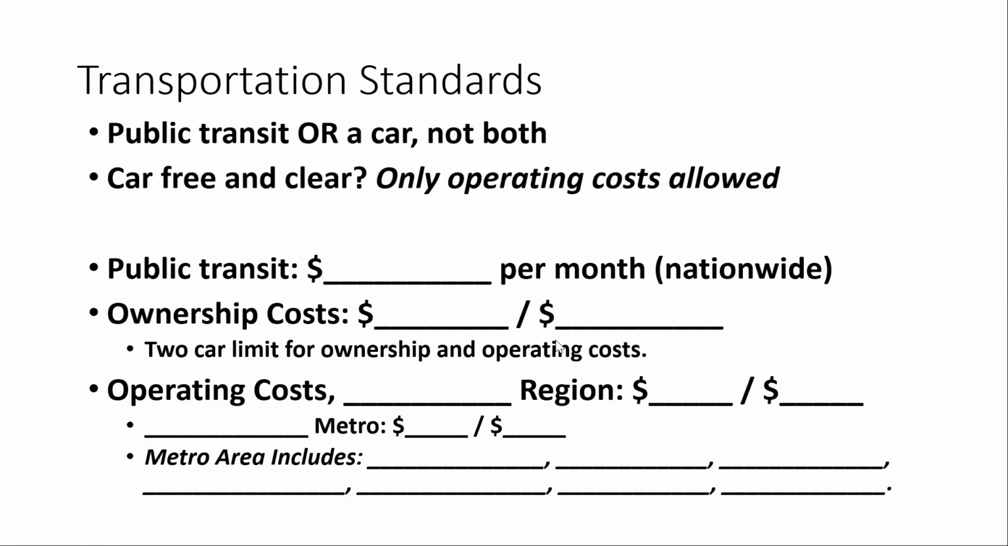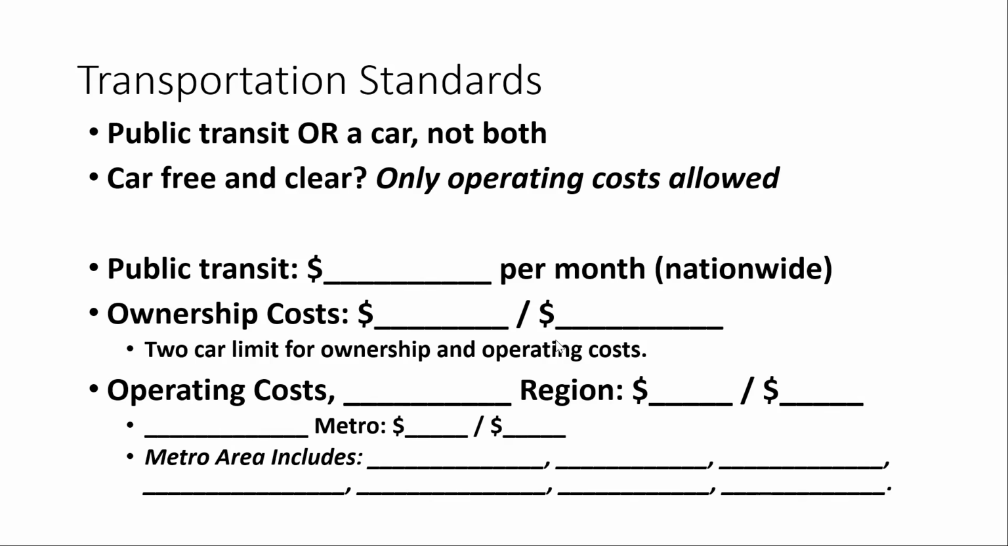Now, then we get into the transportation standards. There are 3 things we're going to talk about here with transportation: public transit, car ownership, and car operating cost. Under the transportation standards, a taxpayer is allowed a monthly expense allowance for either public transit or a vehicle, but not both. One or the other.